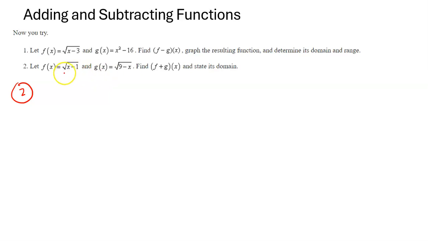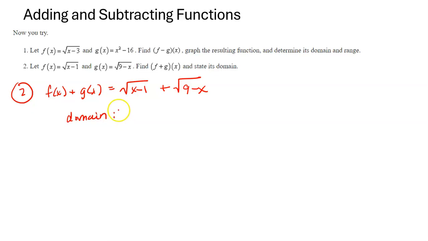Okay, let's do 2. So we have f of x is that, g of x is that, f plus g of x. So we have f of x plus g of x. So I'm going to plug in what I have here. I have the square root of x minus 1 plus the square root of 9 minus x. That's the answer.